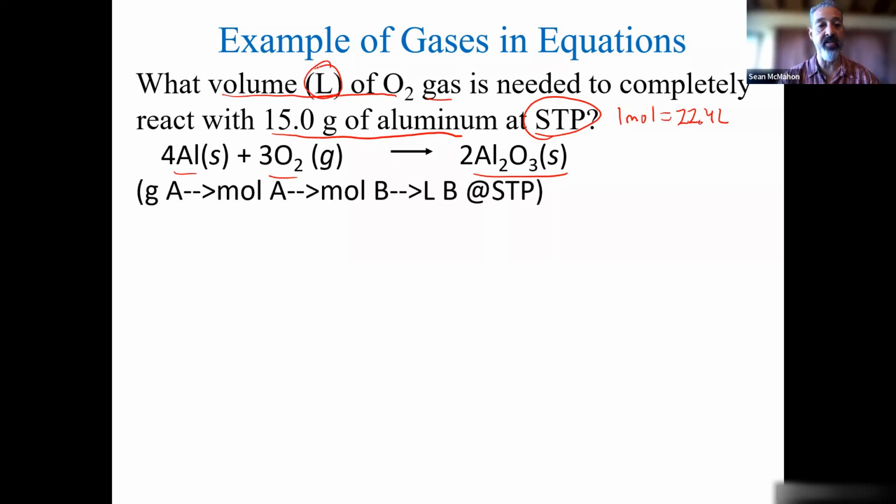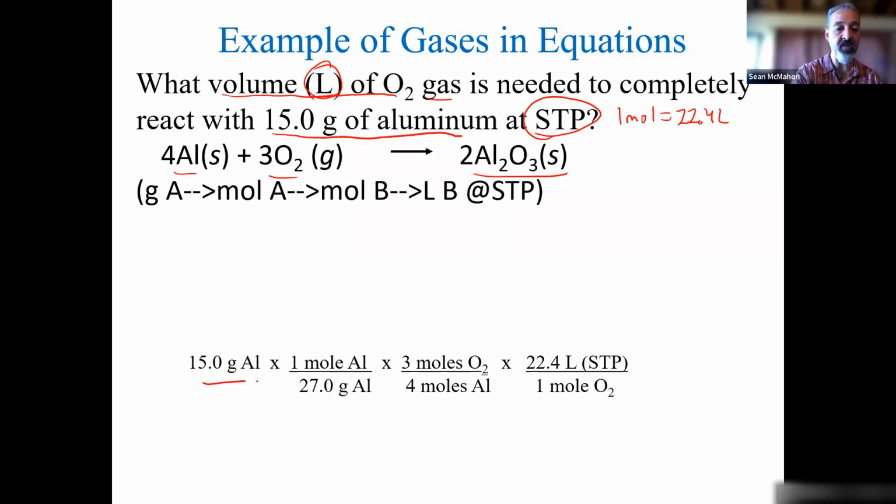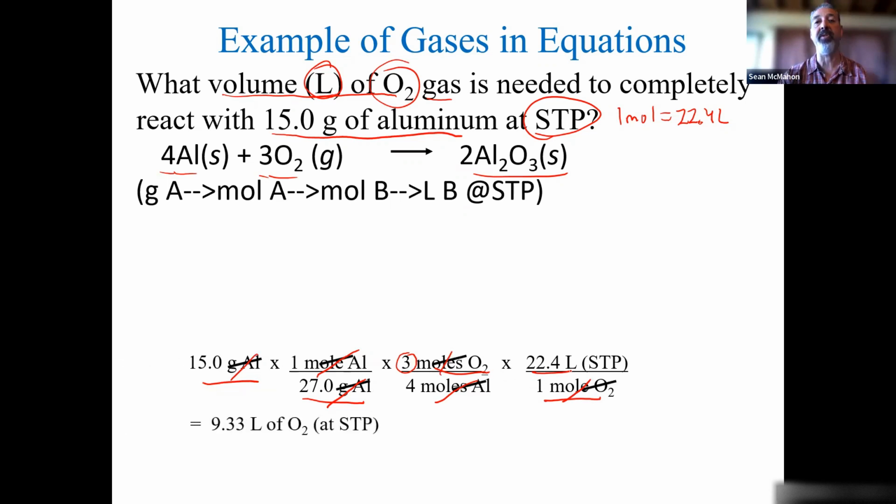So what are we going to do? We're going to convert, just like we did before, the 15 grams of aluminum to moles. And how are we going to do that? Molar mass. It's actually 26.98 grams of aluminum per 1 mole. Then moles of aluminum, I can convert to moles of O2 because there are 4 moles of aluminum to 3 moles of oxygen. And then 1 mole of oxygen at STP is 22.4 liters. So we get 9.33 liters.